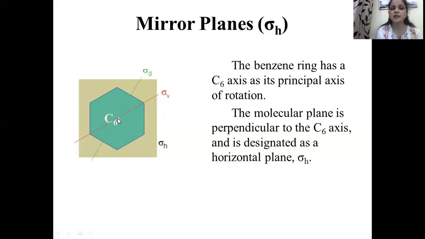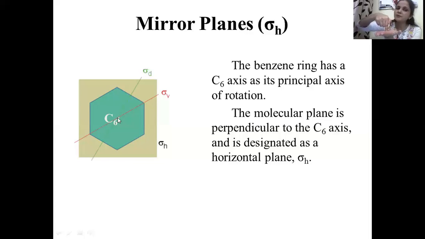Now, what are the possibilities of vertical planes and dihedral planes? At what point can I cut the molecule to get the identical structure? One of the planes is the one passing through all the atoms. This plane is perpendicular to the principal axis, because our benzene ring is flat, where all 6 atoms are placed like this. Where is my principal axis? The principal axis is this, C6.